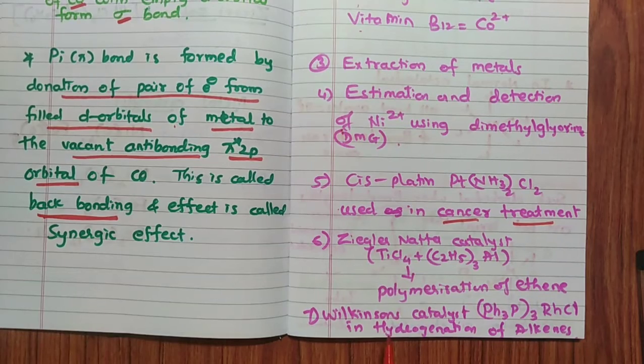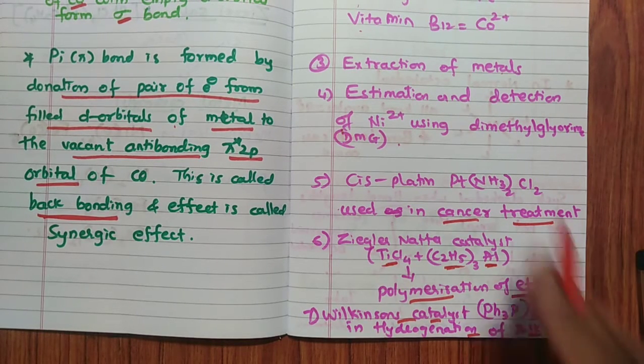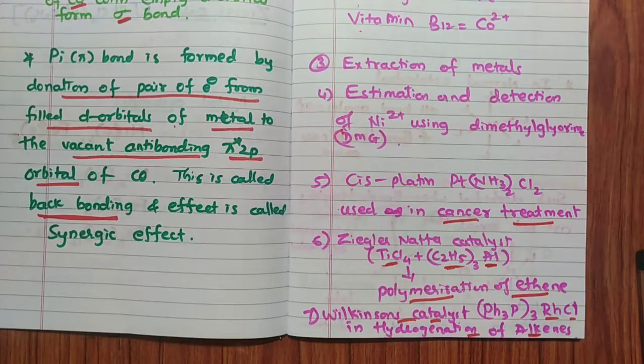Then Ziegler-Natta catalyst. Once it was asked in JEE also, what is the composition? TiCl4 and triethyl aluminum. Tetrachlorotitanium and triethyl aluminum is the composition. It is used in polymerization of ethene, remember. Then Wilkinson's catalyst, [(Ph3P)3RhCl], a rhodium chloride complex. It is used in hydrogenation of alkenes, very important. This is about applications of coordination compounds.